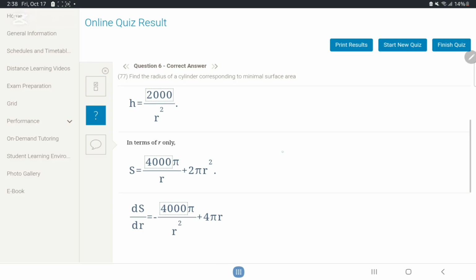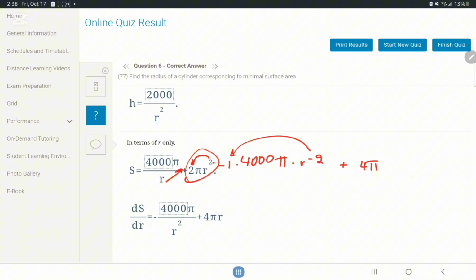Now they want ds over dr, the derivative of the surface area. So deriving this, it will be 4000 pi multiplied by r to the power of -1, bring it up, and -1 here, and -1 minus 1 will be -2. Deriving this, you put the 2 here, so plus 4 pi, 2 minus 1 will be 1, so plus 4 pi r, and -1 times 4000 will be -4000. Take the r squared down, so over r squared plus 4 pi r, so you got this.